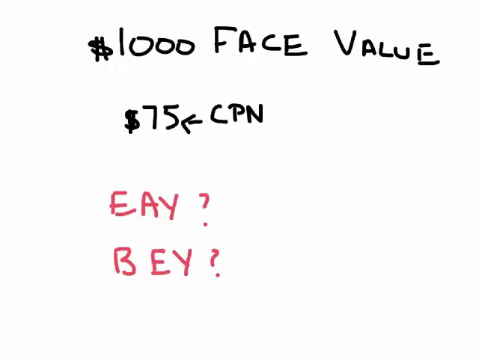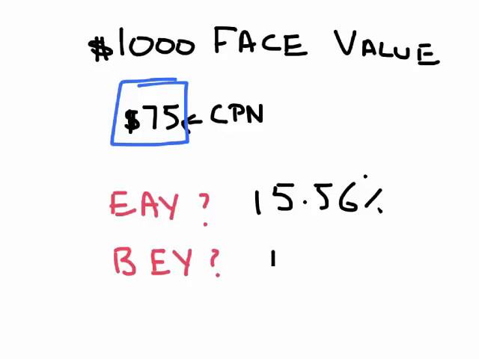Now I have not said that this is a 6-monthly coupon paying bond, but this is by default. By default, you need to know as a CFA level 1 candidate that a US bond will pay interest every 6 months. Recently, it has paid interest of $75. What is EAY and what is BEY? Sorry? 15.56 and 15.